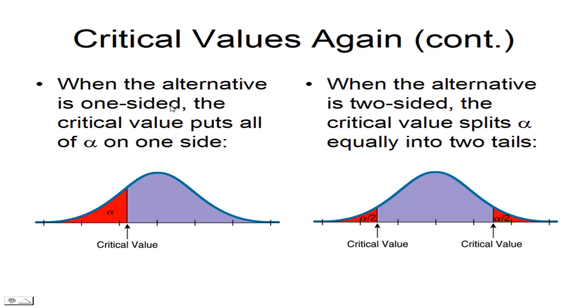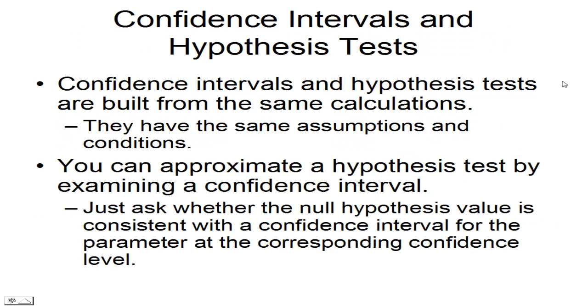When the alternative is one-sided, the critical value puts all of alpha on one side. When the alternative is two-sided, the critical value splits alpha equally into two tails. Confidence intervals and hypotheses are built from the same calculations. They have the same assumptions and conditions. You can approximate a hypothesis test by examining a confidence interval. Just ask whether the null hypothesis value is consistent with a confidence interval for the parameter at the corresponding confidence level.